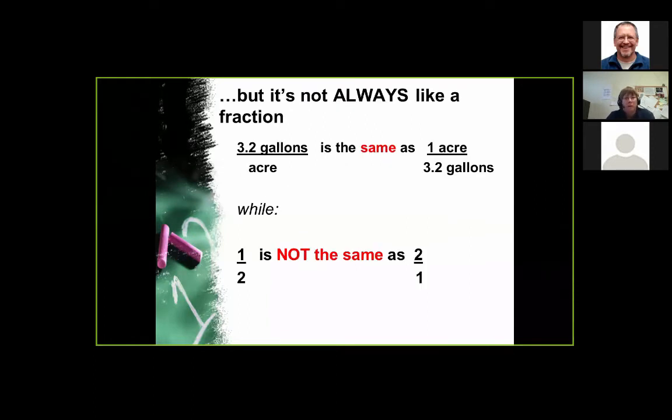But rates aren't always like fractions. One of the things that you can do with a rate is flip it upside down, invert it, to suit your needs when you're doing calculations. So 3.2 gallons per acre is the same as 1 acre per 3.2 gallons when you're doing the rate-based math. But we of course know that that is not true with fractions. 1/2 is not the same as 2/1, and if it was, I guess we would all be as rich as the folks who make Bitcoin. But that's not the way it works.